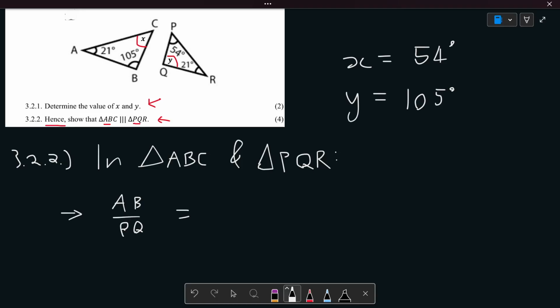equal to, oh, you know what I just realized? We're not working with sides, my fault. So actually we're working with angles. I did make a little mistake over there, but it's fine.